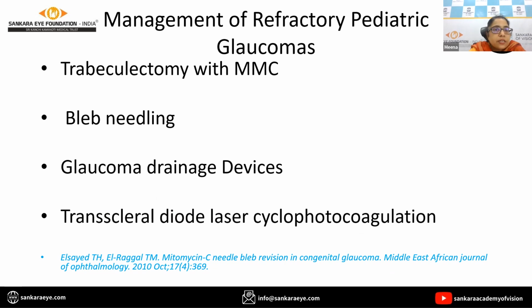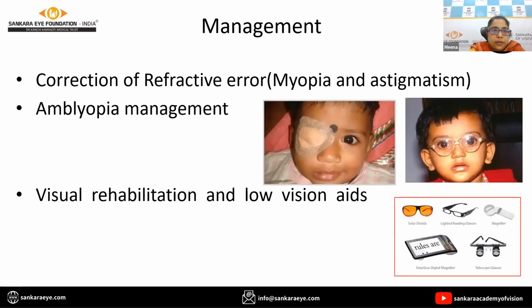Glaucoma drainage devices as a primary procedure may not be very indicated, but definitely in refractory cases, drainage devices can be used. And lastly, if there is not much visual potential, and the kid has undergone multiple surgeries and in spite of all that medical management is difficult, then we can think in terms of transscleral diode laser photocoagulation. Of course, there should be a holistic approach to all these babies.